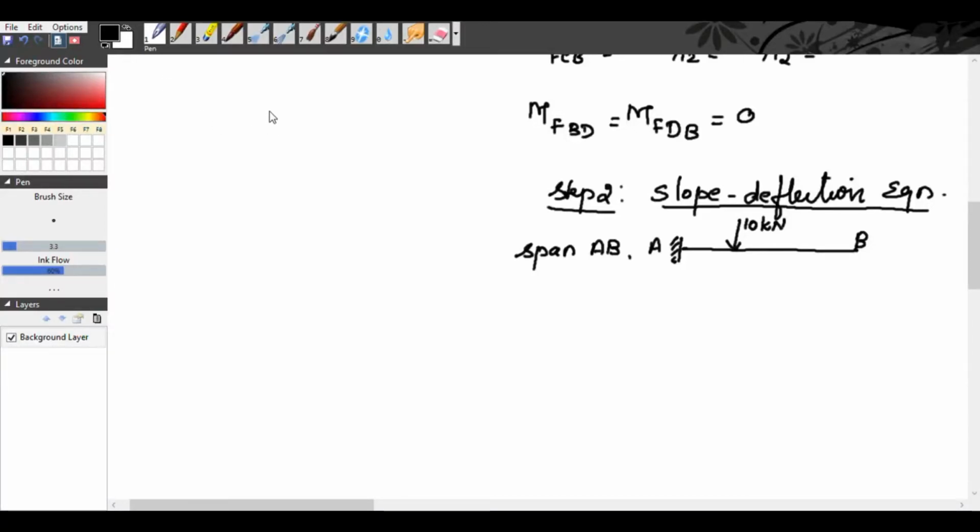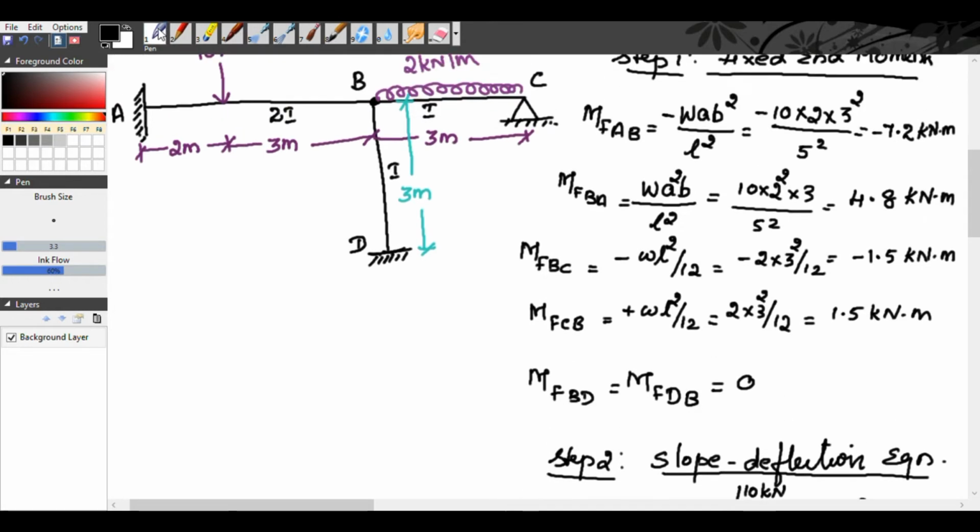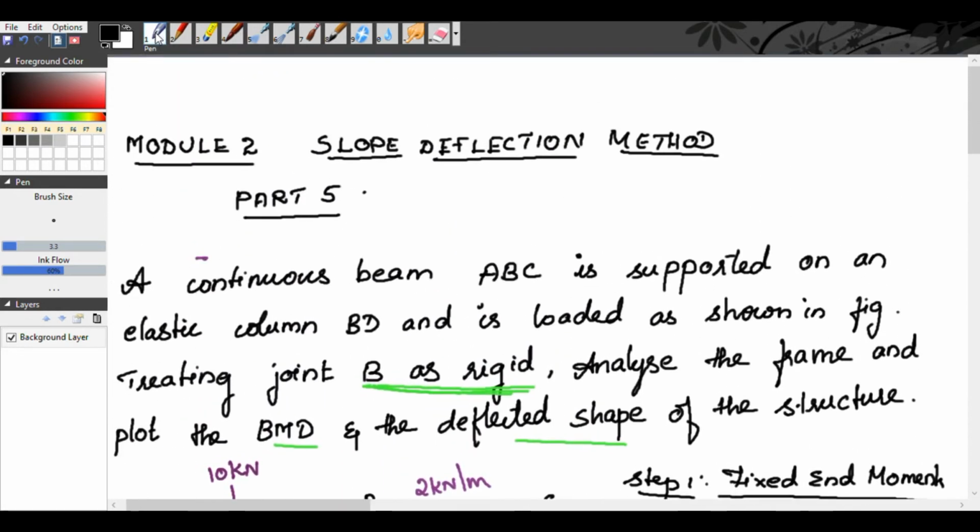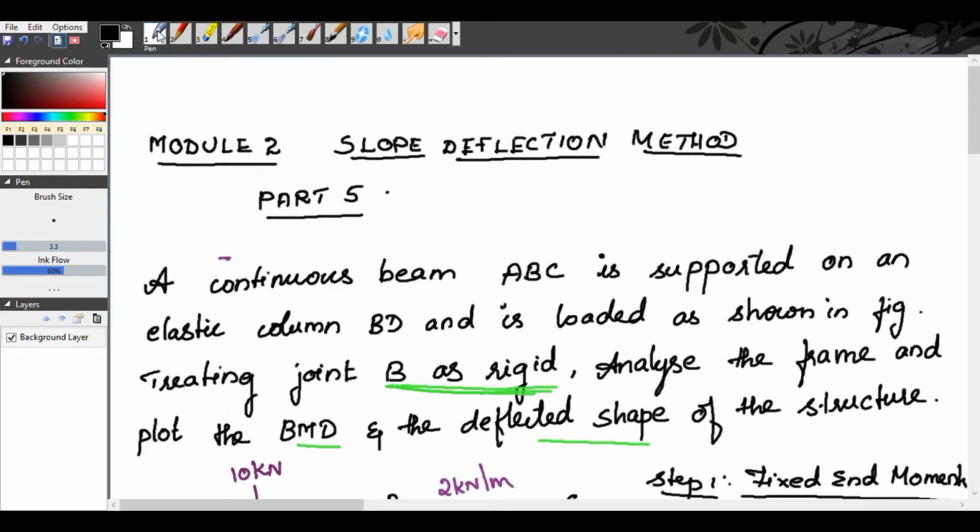Okay, welcome everybody. So this is our fifth class for module 2. Module 2 is the slope deflection method. In the first module we studied Clapeyron's theorem of three moments. And in this class we are going to solve another problem.